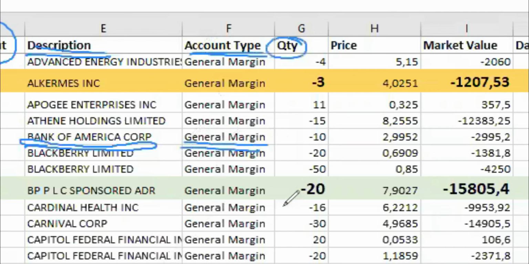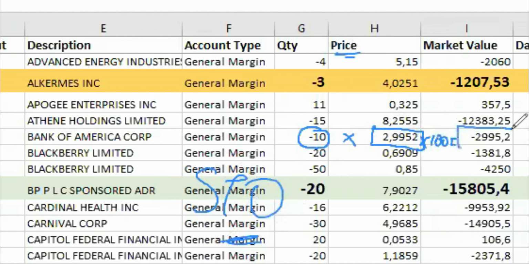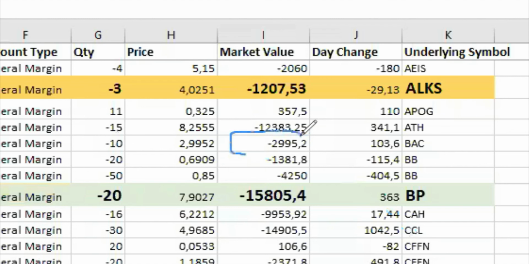Quantity relates to the number of contracts that we have sold or bought. If the numbers here are positive, that means that we have bought them. In this case, the number is negative, meaning that we sold to open this position. The price is the price of the option as of today, and when we multiply the quantity times the price per share times 100, we get the market value, and the market value is negative. This negative number is the option drag. Day change is the difference between today and the day before, and the underlying symbol is the ticker of the company that this option relates to.